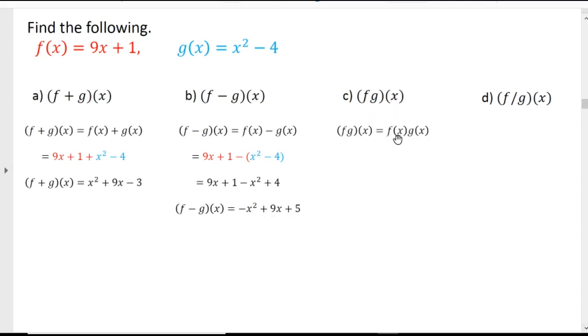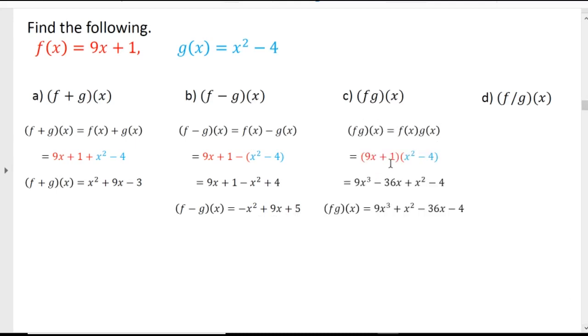For multiplication, we end up with f of x times g of x. So we have 9x plus 1 and x squared minus 4, so we're going to multiply 9x times x squared and 9x times -4, which is 9x cubed and -36x. And then we multiply 1 times x squared and 1 times -4. Gather your like terms, so we end up with 9x cubed plus x squared minus 36x minus 4.